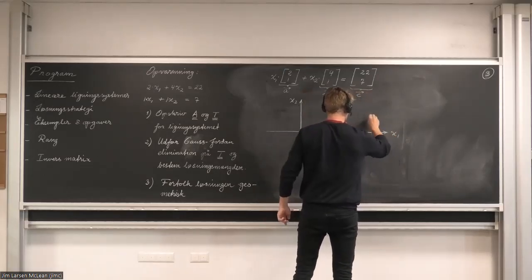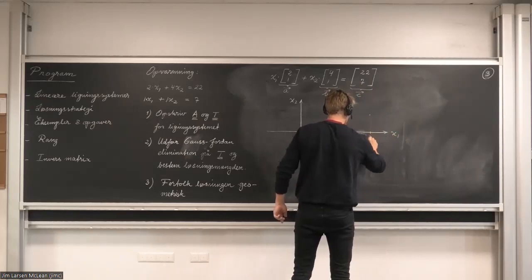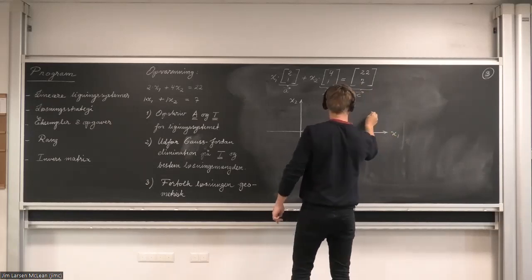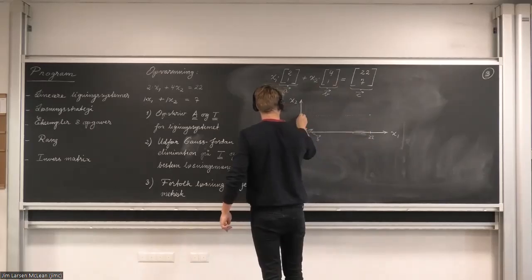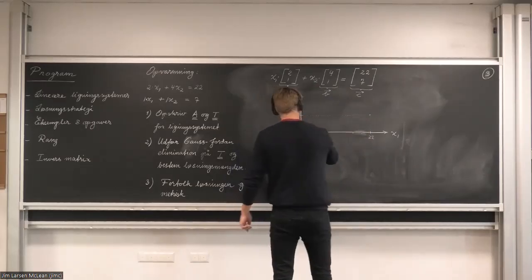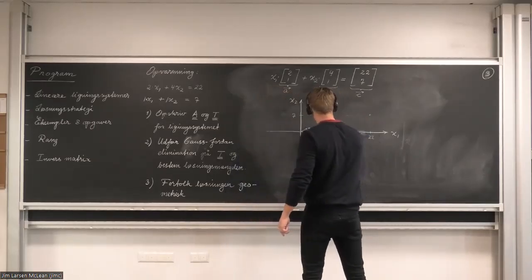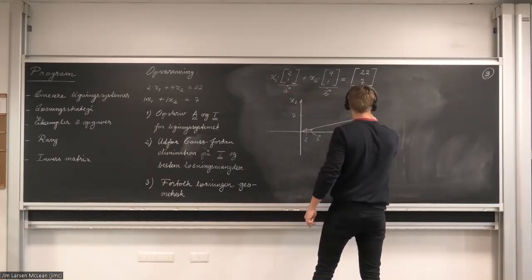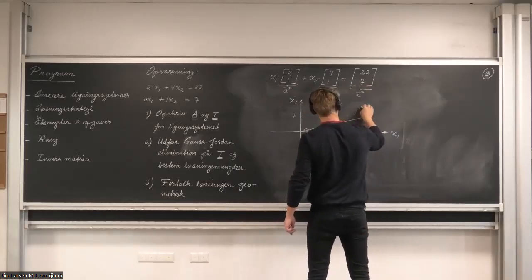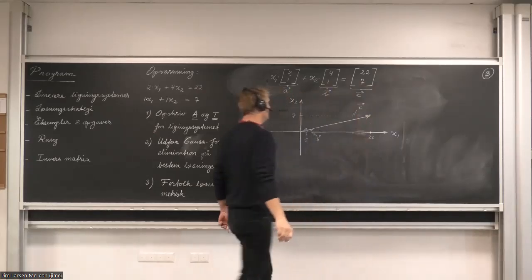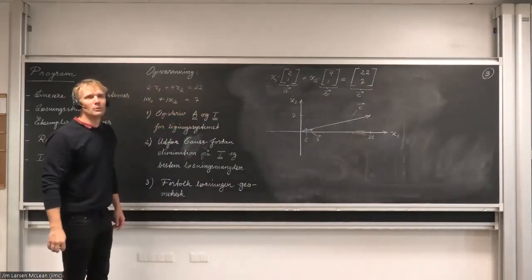Here is x1, and here we assume there are 22. And again, we have one up. So the vector starts here and ends up there. It looks like this. And that is vector C. That's what our task is about now.